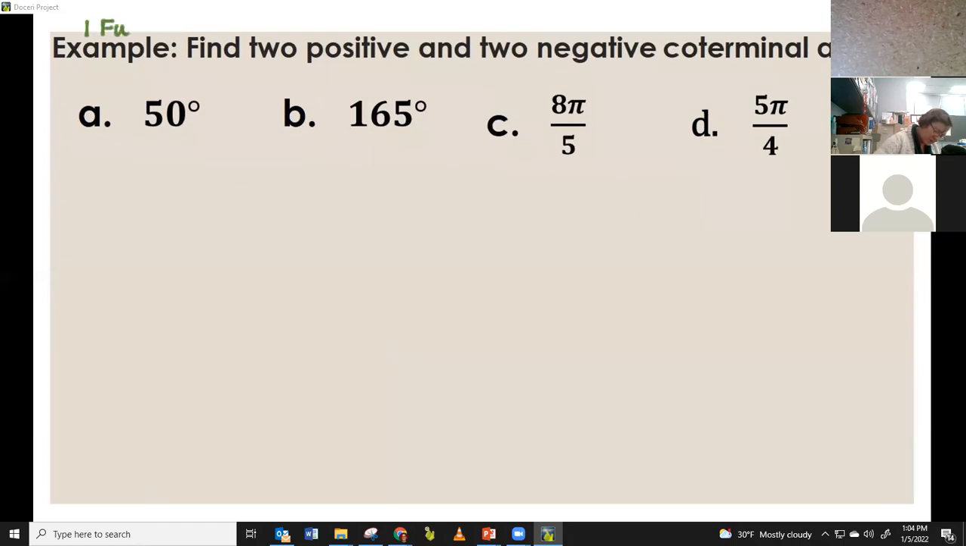one full rotation would be how many degrees? If we were talking about full rotations in terms of degrees. Yes, 360 degrees. How would we describe a full rotation if we were describing it in radians? 2 pi.